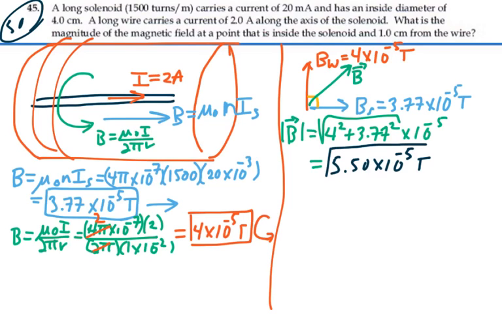So that is the magnitude of the magnetic field that exists at that point, or we could write it as 55 microtesla as the magnitude of the magnetic field that exists 1 centimeter from the axis of the solenoid. 55 microtesla.